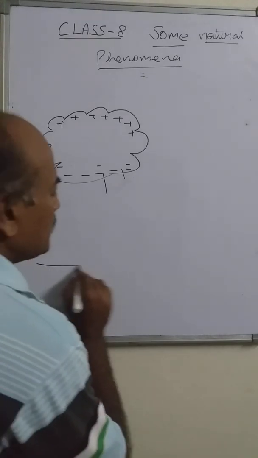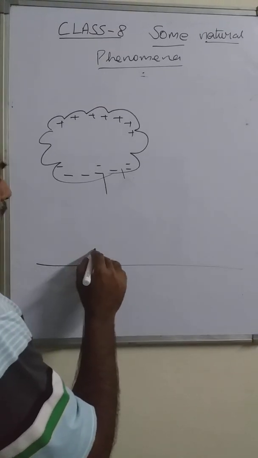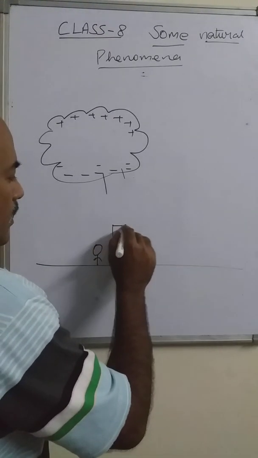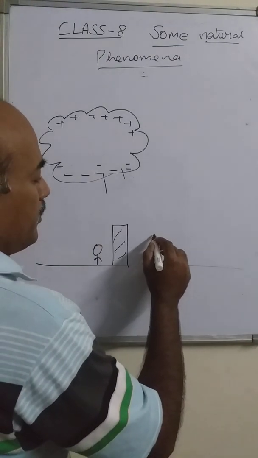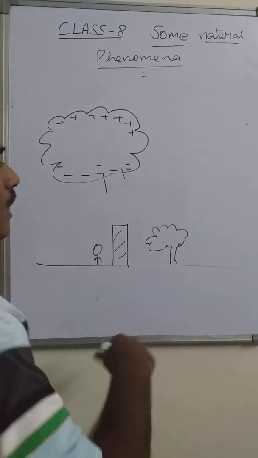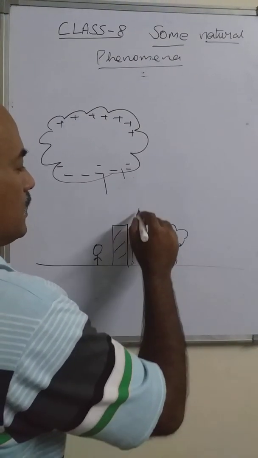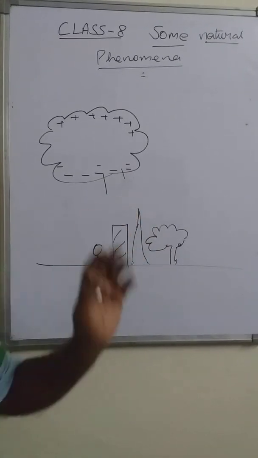And if the lightning is taking place on the surface, there are so many things: buildings, towers, trees. Suppose a person is standing on the ground and there is a building. There may be a tree also, and there may be a tower. All these things have different heights from the ground.